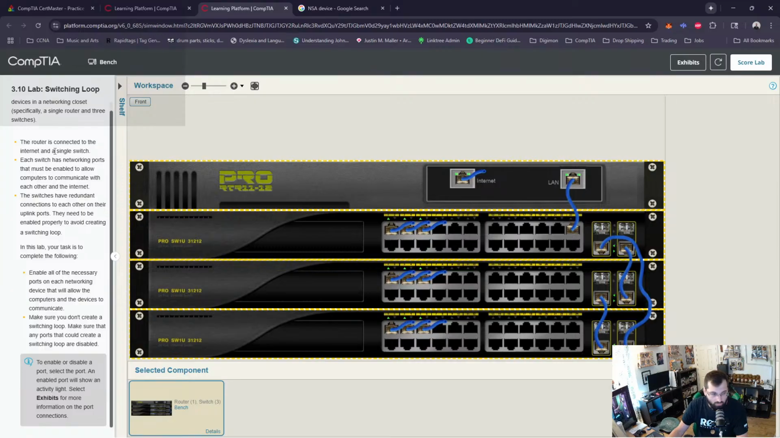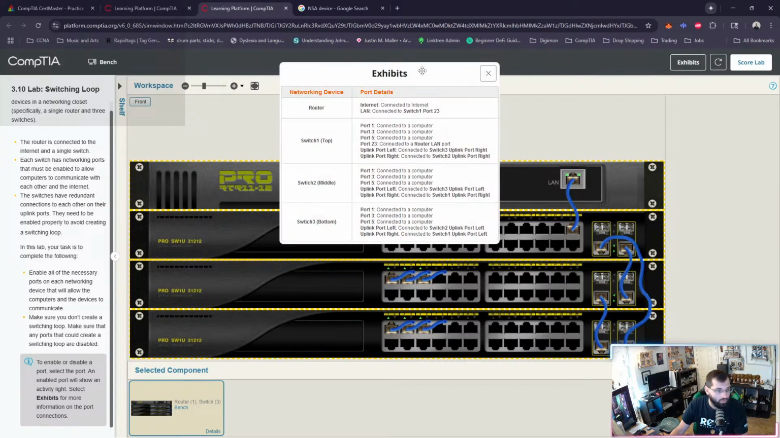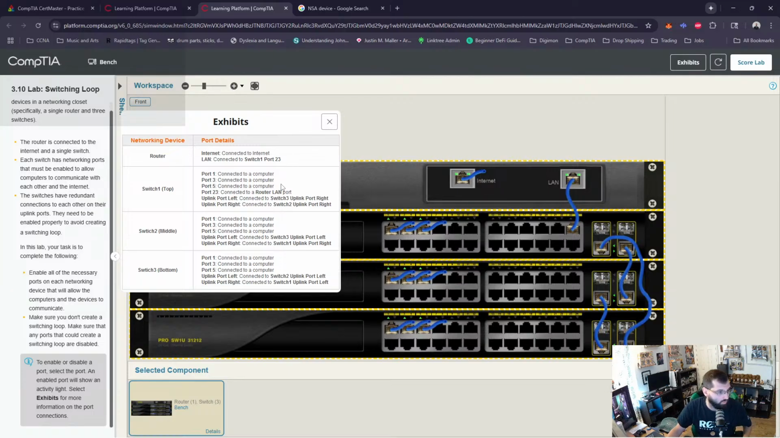Okay, am I missing something? To enable or disable, just select the port. Oh, okay. Well, that's super helpful. Okay, so port 1 is connected to a computer. Port 3 is connected to a computer. Port 5 is connected to a computer. 23 is connected to the router LAN. Uplink port left, connect switch 3. Okay, so these 3 are connected to computers. Doesn't tell me what computers they're connected to, though.